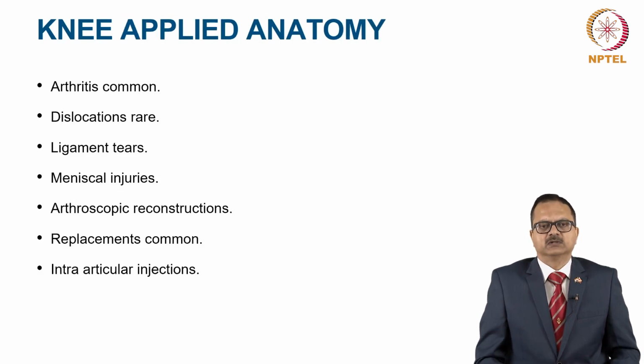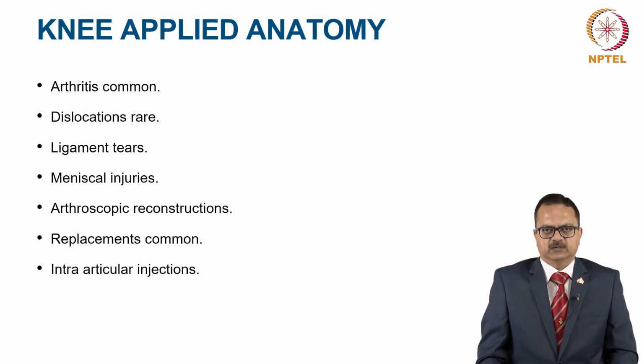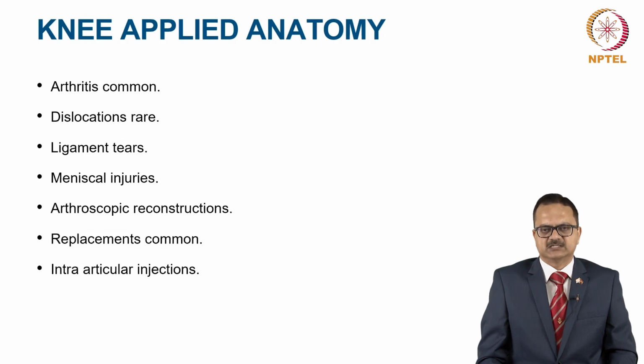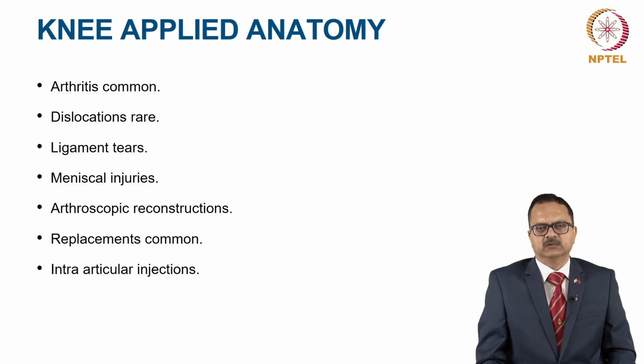So let's talk about the applied anatomy of the knee joint. As we discussed, since it is the most stressed joint of the body, arthritis is common in the knee. And of arthritis, the medial compartment arthritis is more common than the lateral.